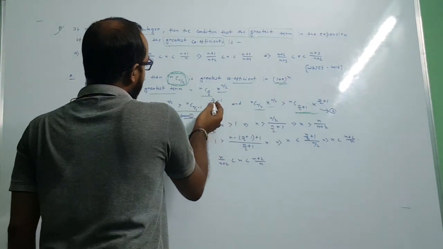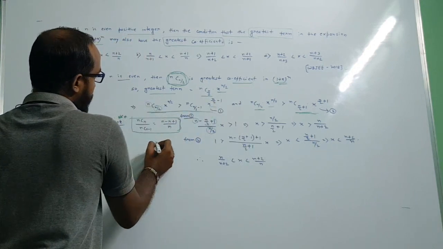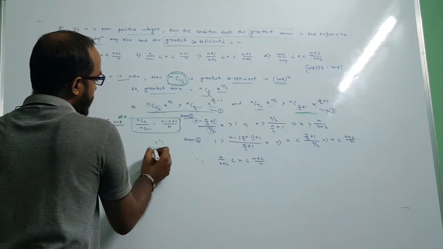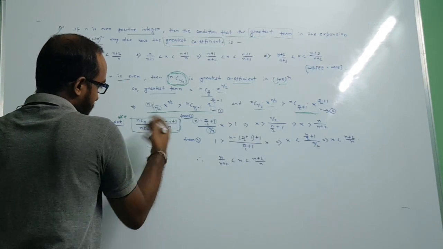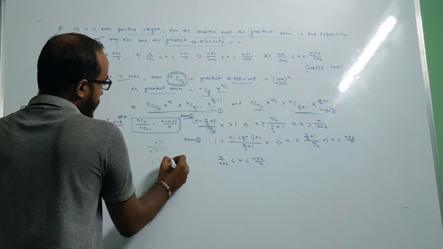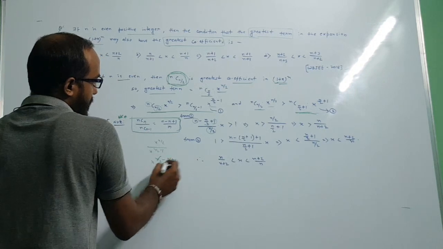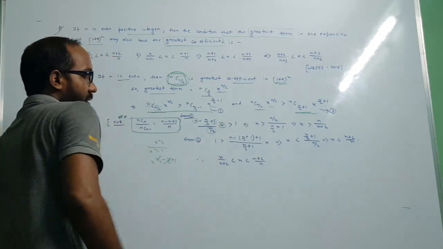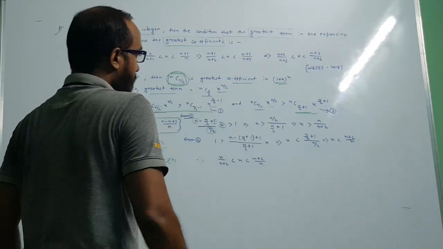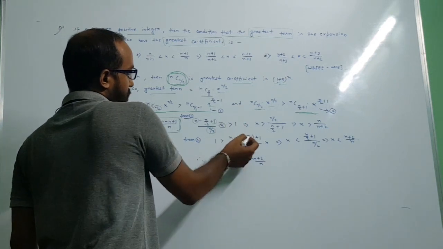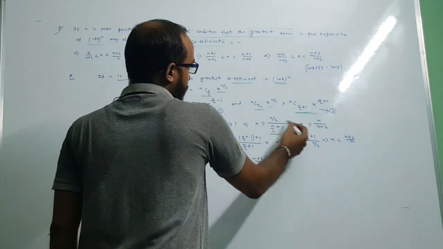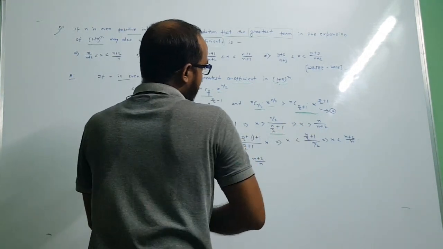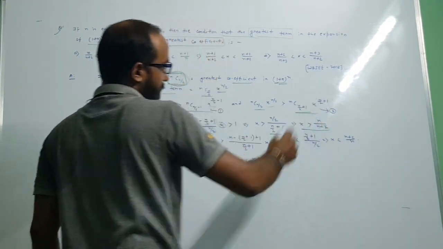So in that term, if we divide by x to the power n by 2 divided by x to the power n by 2 minus 1, it will be x to the power n by 2 minus, on the upper side, n by 2 plus 1. This cancels out, and we will have only x on the left hand side, that should be greater than 1. Now x should be greater than n by 2 by n by 2 plus 1. So simply take LCM and simplify, and you will get x is greater than n by n plus 2.